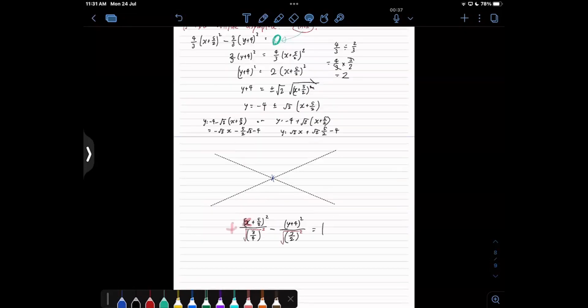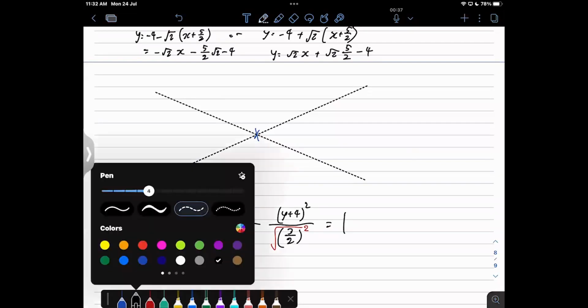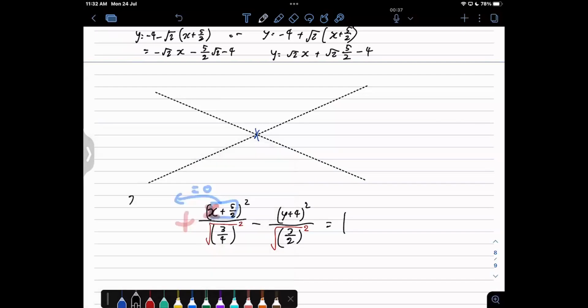You'll realize that it will pass through. If you take the x plus 5 over 2 here, you equate it to 0. You end up with x. Oh, I better use back my solid line. You end up with x equals negative 5 over 2, right?